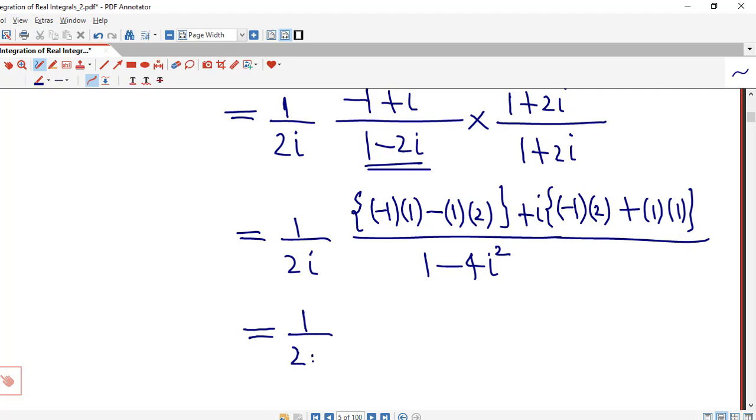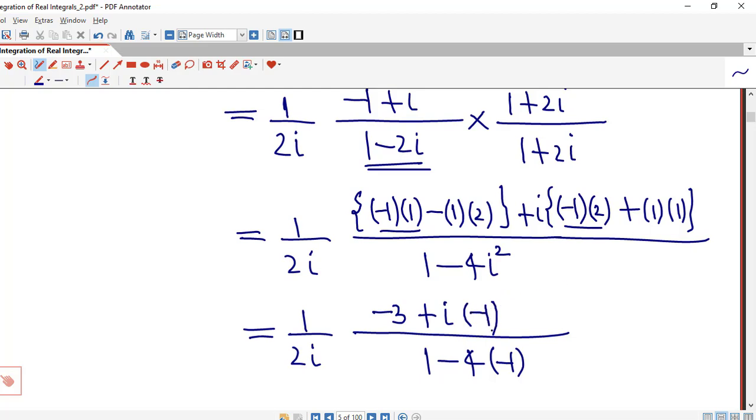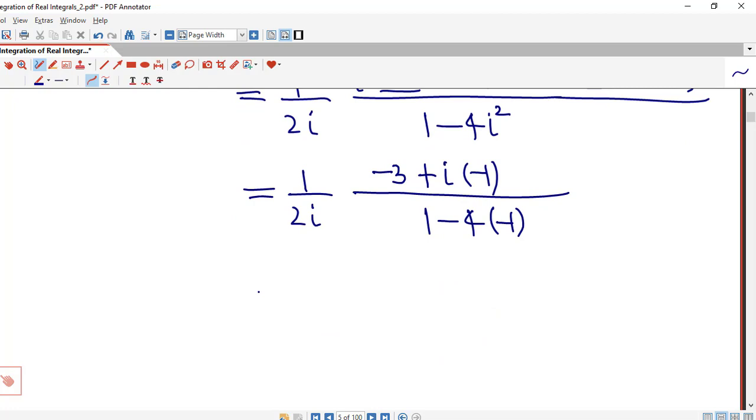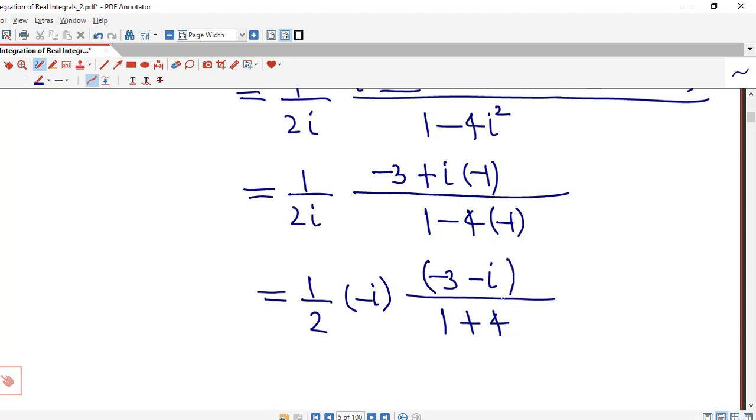So this is now 1 over 2i. 1 minus 4 times i square, and i square is minus 1. This is minus 1 minus 2, that is minus 3, plus i. This is going to be 2 minus 2 plus 1, that is minus 1. Now here 1 over i can be replaced by minus i. And here we have 1 plus 4. And here this is going to be minus 3 minus i.